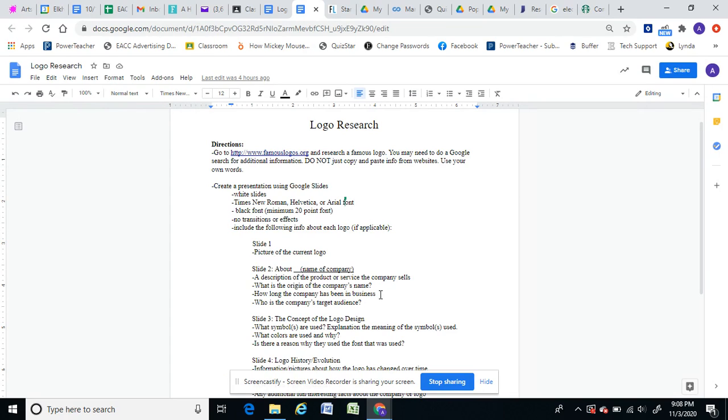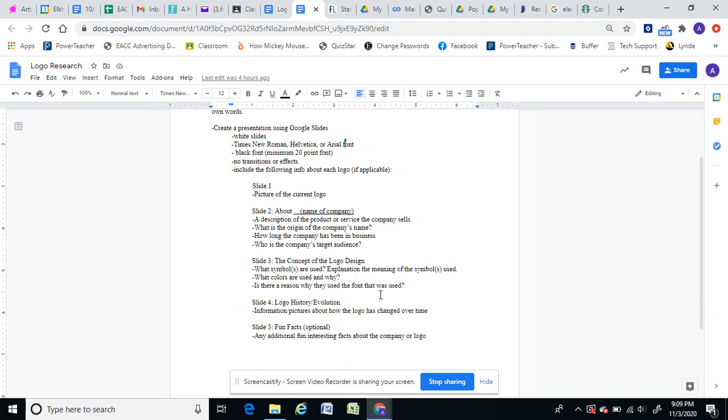Is there a reason that they used the fonts that they did? So you know a little bit about the categories of fonts now. So did they use an old style or modern or slab serif or a serif or a script or a decorative font? Is there a reason that they used that font? There might be, there might not be. So any information that you can find out about the design of the logo.